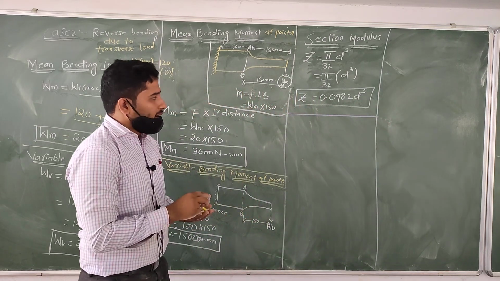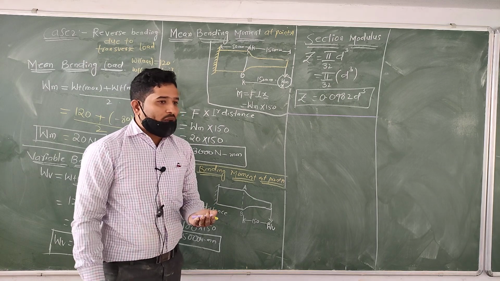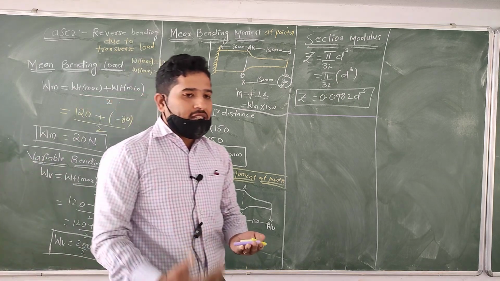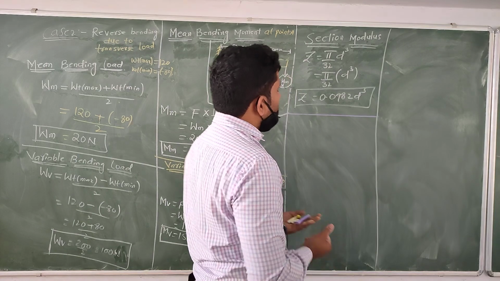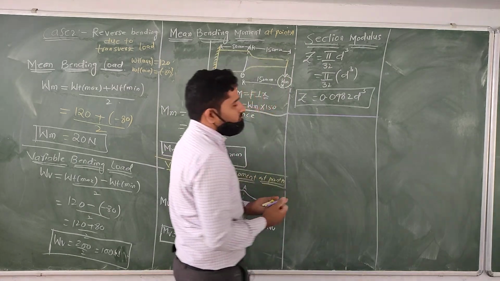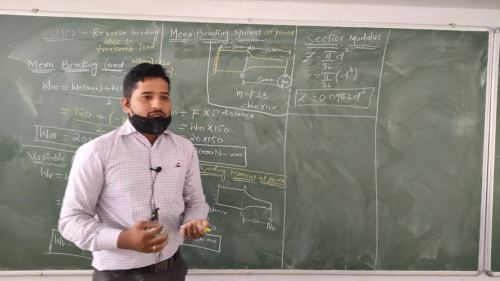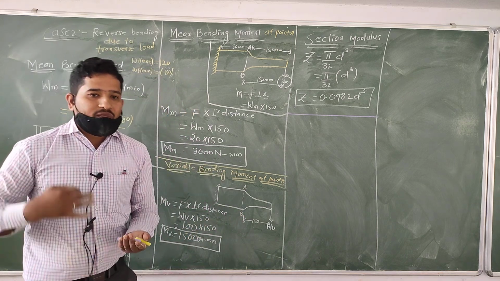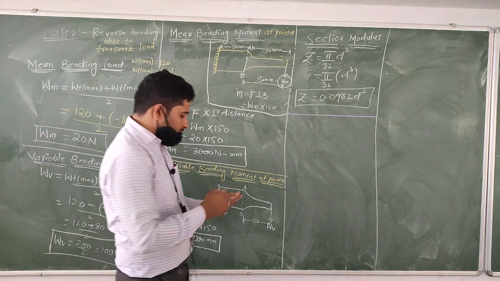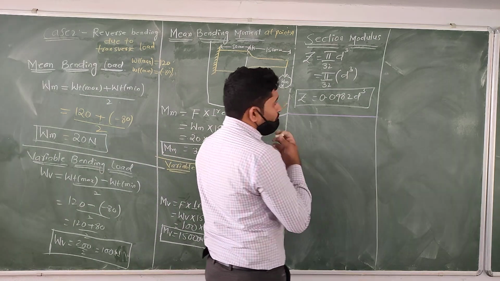Again, what we need to find out? In the next case, we need to find out the average bending stress. If you want to find out the average bending stress, which formula we have to use? Sigma m is equal to Mm by Z. We already solved this in the last problem. The same formula we need to implement here.